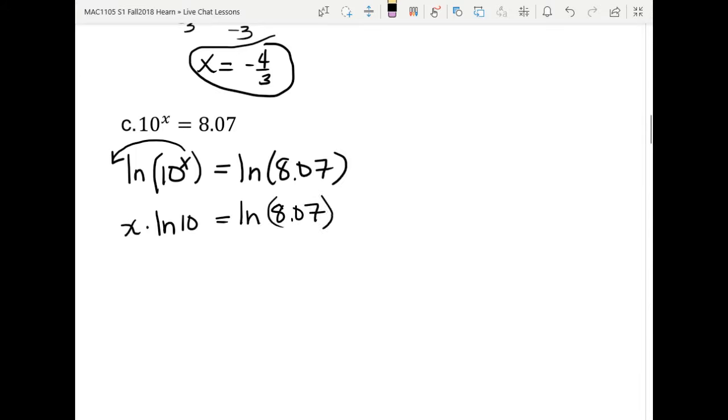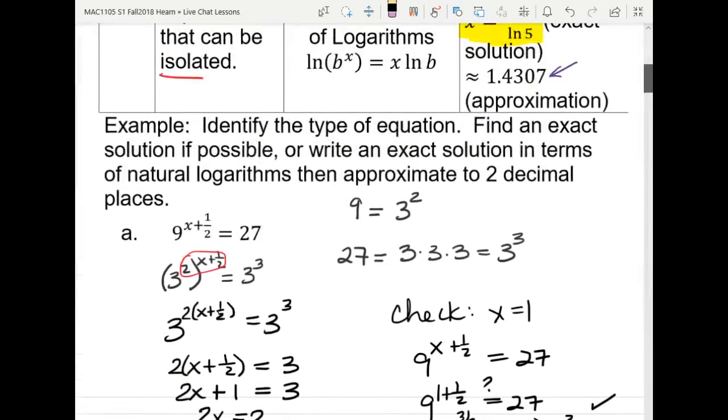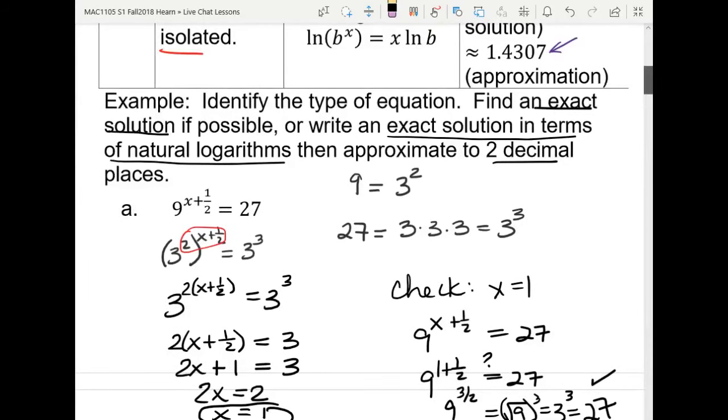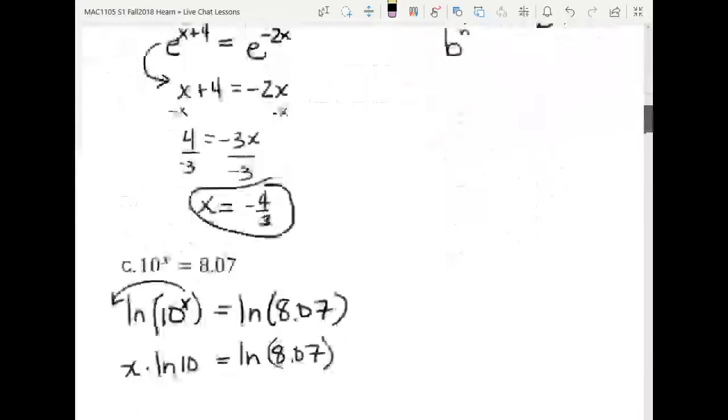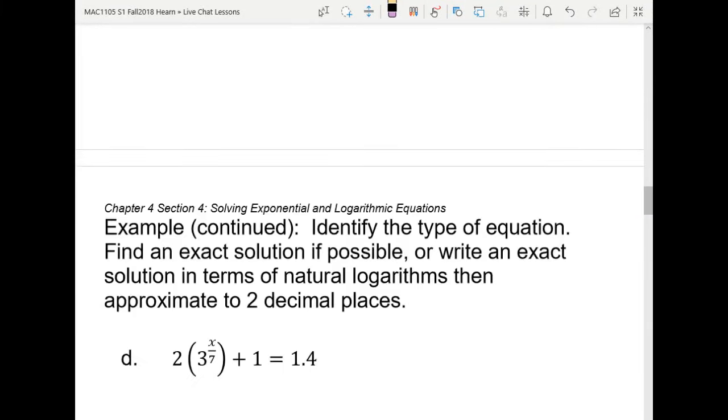Oh, and I do want to remind you, in the instructions, it will generally tell you either to find an exact solution or write an exact solution in terms of natural logs and then approximate it to a certain number of decimal places. So what I'm going to do next here, oops, where did I go?